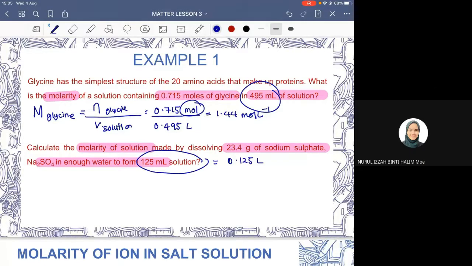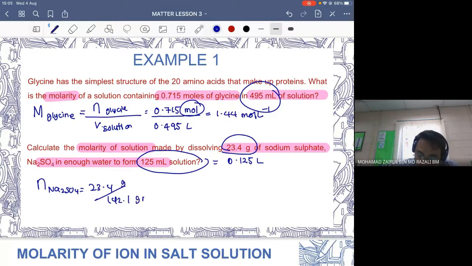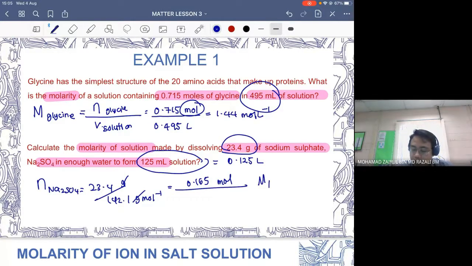From the mass, 23.4. So mass divided by the molar mass. Okay, so maknanya kalau kira, mole is equal to 23.4 divided by the molar mass of sodium sulfate. So the molar mass is 142.1 gram per mole. So you will get the mole lah. So awak akan dapat number of mole dia. So the number of mole is 0.165 mole. So if you calculate the molarity, okay, berapa dapat molarity?